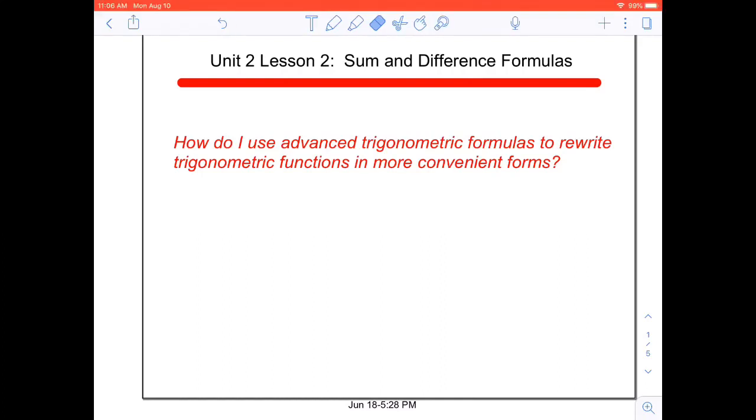Welcome to Unit 2, Lesson 2. We're going to begin in this lesson and the next creating another list of identities or formulas that we're going to be using. So before we begin delving into this topic, what I want to make clear is that the formulas that we're going to learn in this section do not need to be memorized.